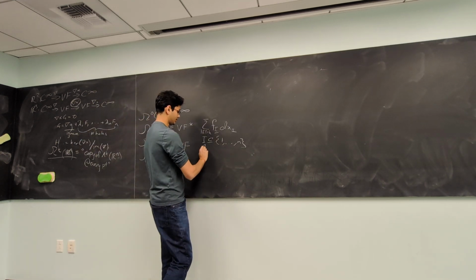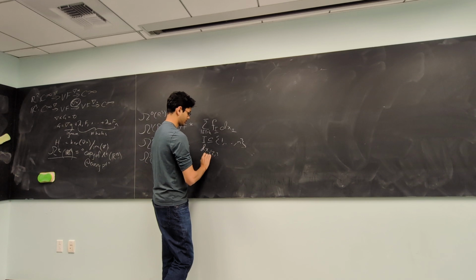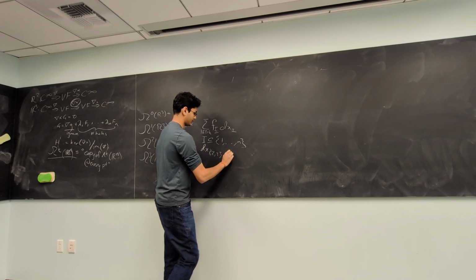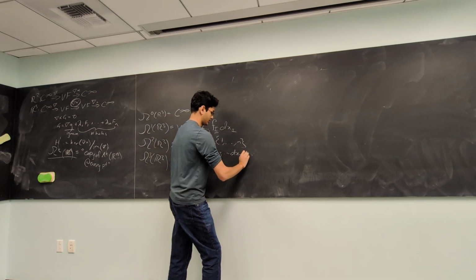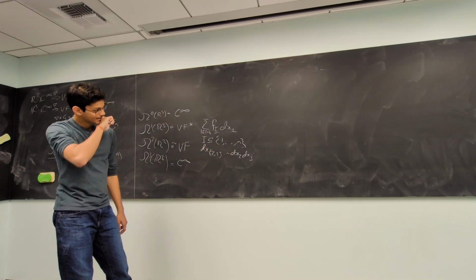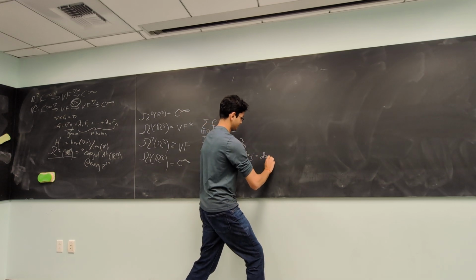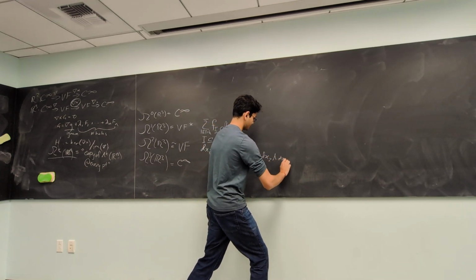So for example, dx sub 2,3 is by definition dx2, dx3. And I should also say that people are sloppy. What they mean by this is dx2 wedge dx3.